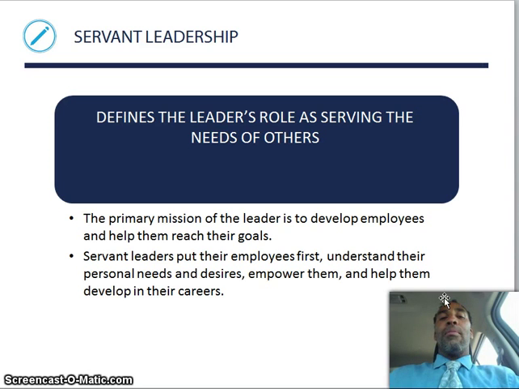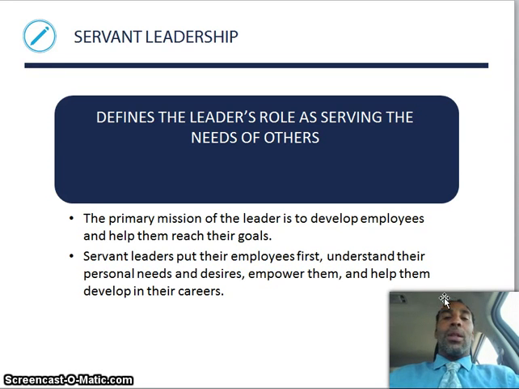I could probably do some work on getting some traits, qualities, and skills from the servant leadership section, because I definitely don't think I fall into that most of the time. It defines the leader's role as serving the needs of others. The primary mission of the leader is to develop employees and help them reach their goals.